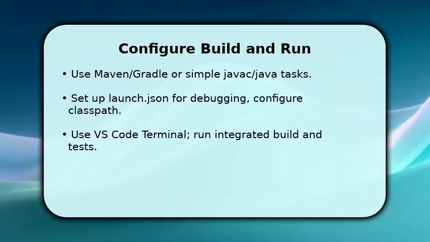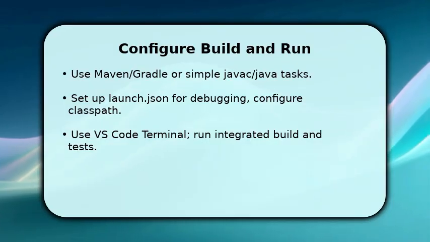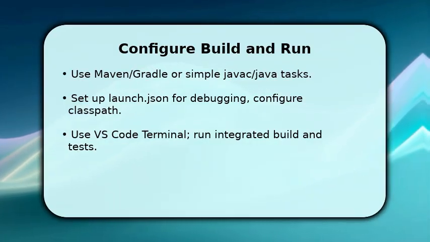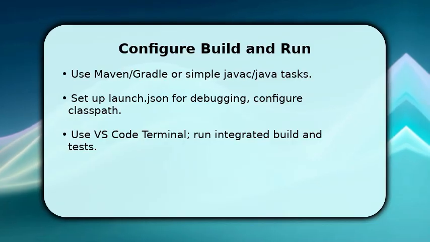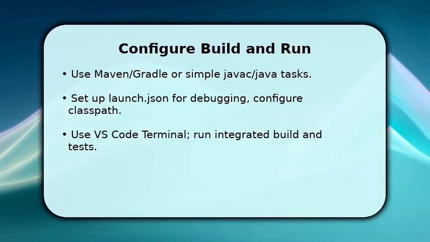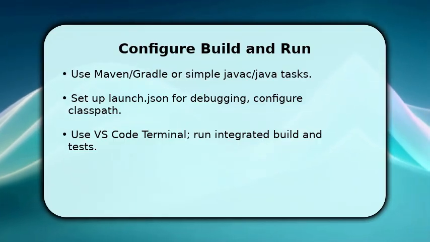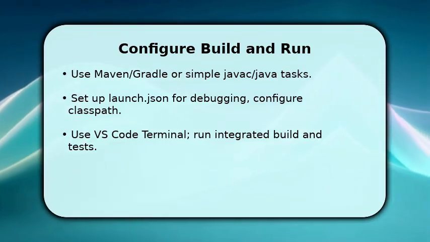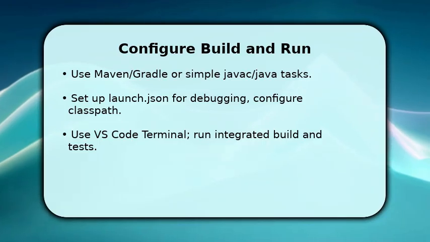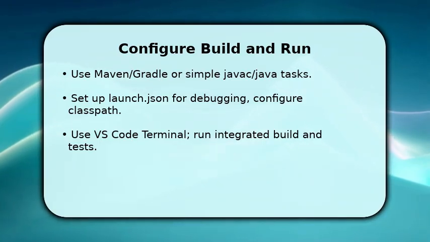Once your project exists, configure the build system. Pick Maven or Gradle for larger projects or add simple javac/java tasks for small demos. You will edit tasks.json to compile and create a launch.json entry to launch or attach the debugger. Make sure your class path and module settings match package names, otherwise breakpoints won't map.